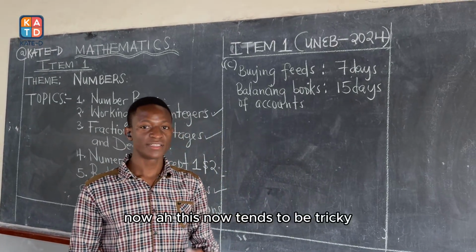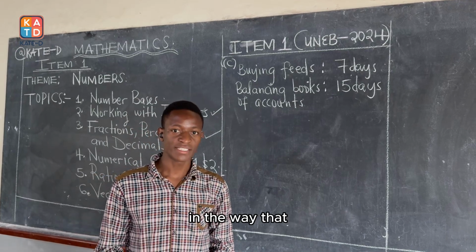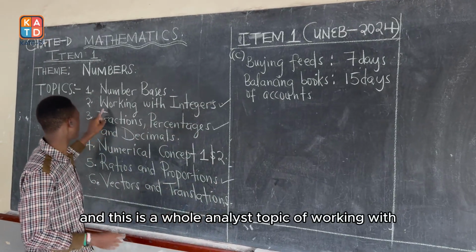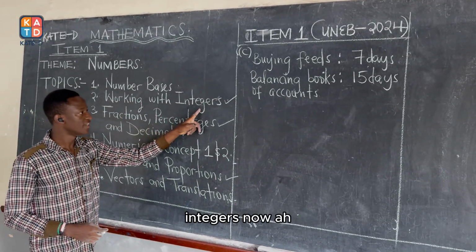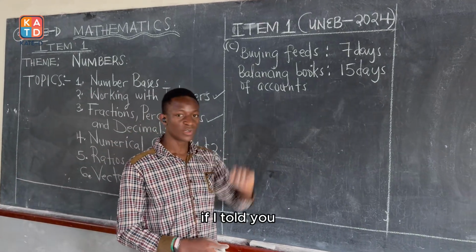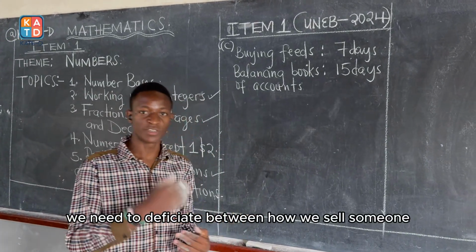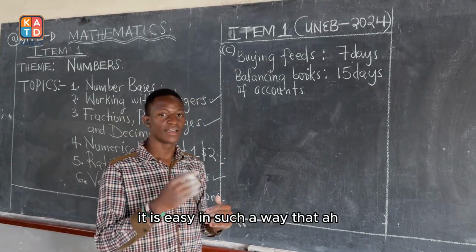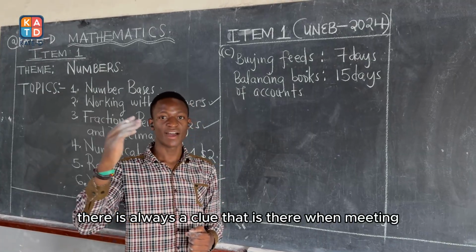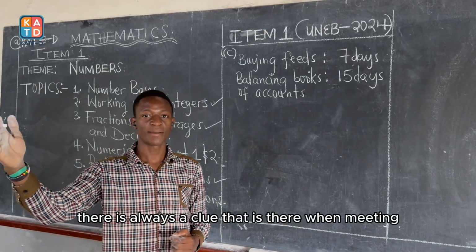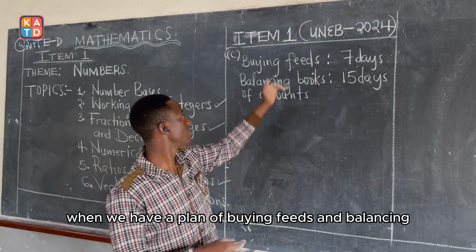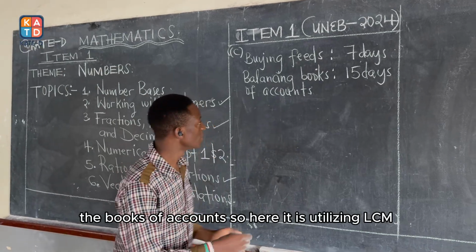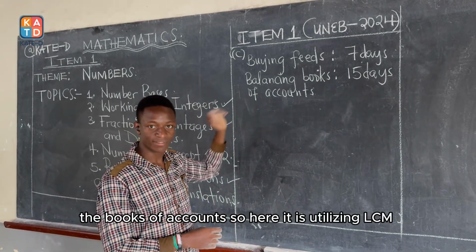Now, this tends to be tricky in a way that you have to decide whether to use LCM or HCF, and this is all under this topic of working with integers. Now, if we need to differentiate between how we use LCM and HCF, it is always easy, in such a way that there is always a clue. When the meeting is at the same point, when we have a plan of buying feeds and balancing the books of accounts, here we utilize LCM.